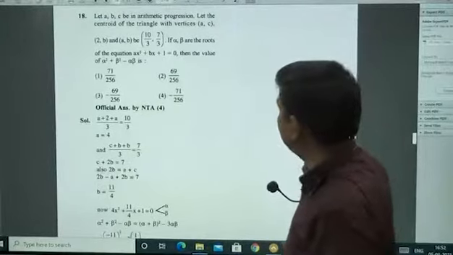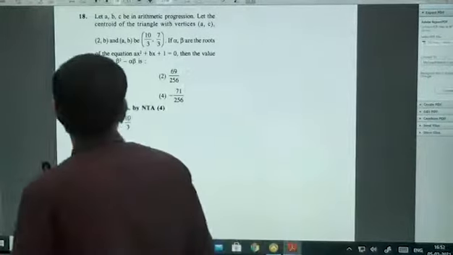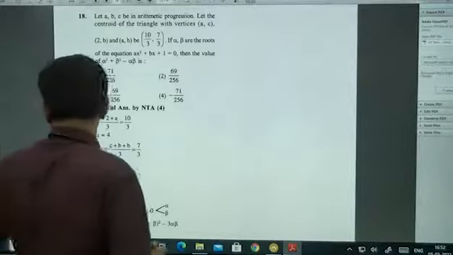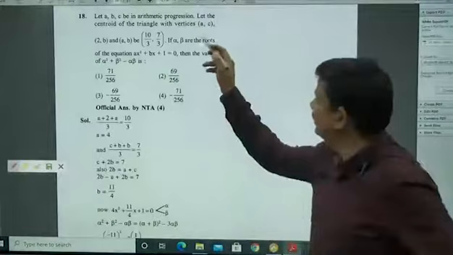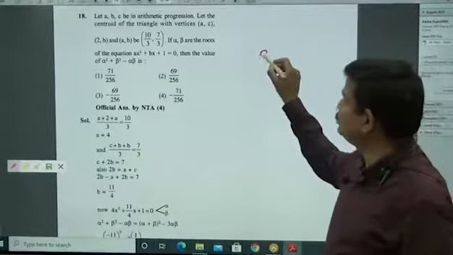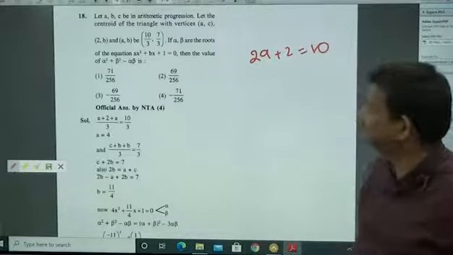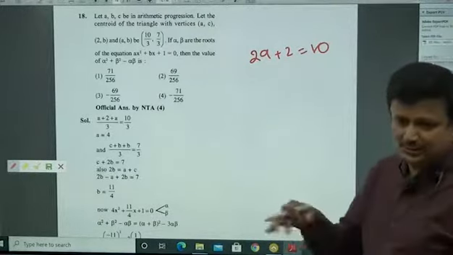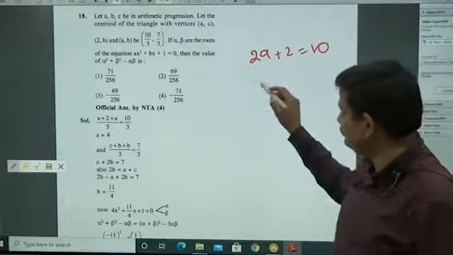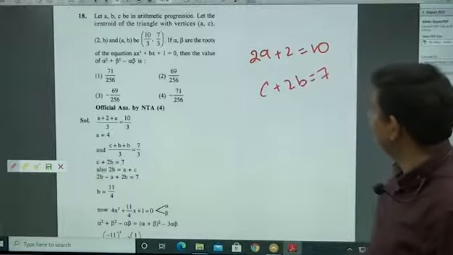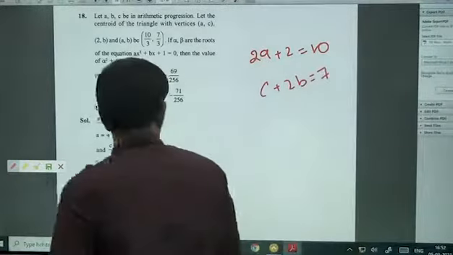Okay. A, B, C be in arithmetic progression. Let the centroid of the triangle with vertices A comma C, 2 comma B and A comma B be something. So what is that? I don't think there is much complication here, simple numbers. So A plus 2 plus A, 2A plus 2, is given to be how much? 10. Yes or no? Centroid 3A. Denominators I can get rid of. C plus 2B is given to be how much? 7.